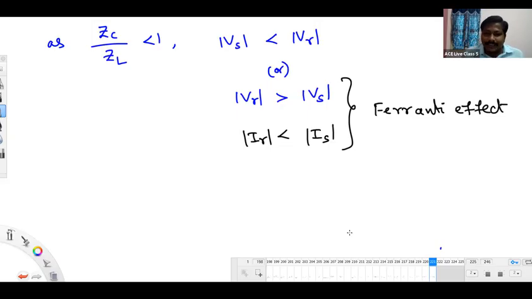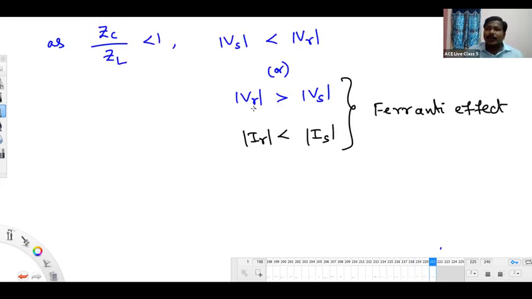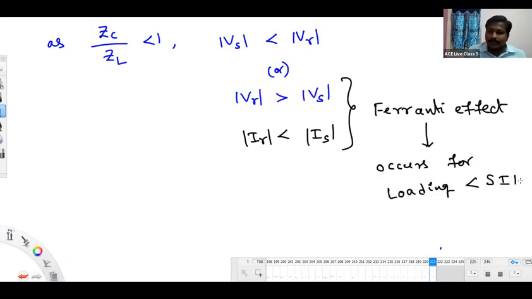Means that's a line which is loaded for a loading less than SIL. So loading less than SIL can be treated as a lightly loaded operation, at which we are going to get receiving end voltage magnitude greater compared to sending end voltage magnitude. Are all of you getting what I am saying? Right. So the Ferranti effect, you can write here, occurs for a simple condition of loading on the transmission line less than the surge impedance loading.